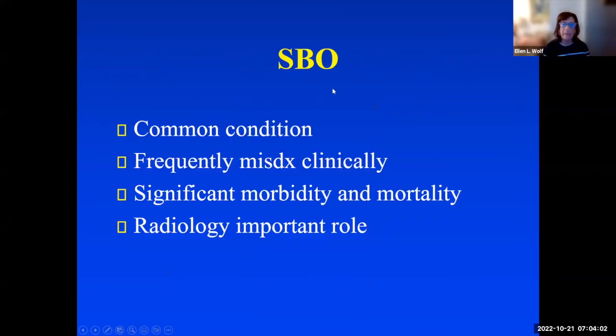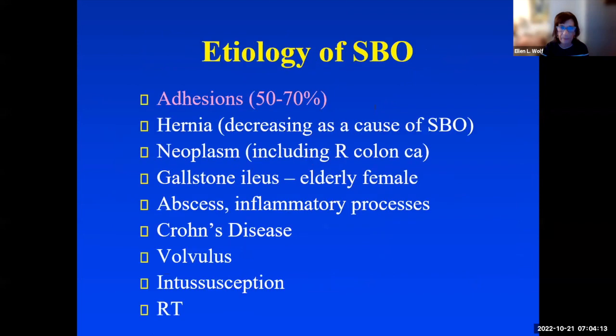So small bowel obstruction is a common condition. However, it's frequently misdiagnosed clinically. It still has a significant morbidity and even mortality, and radiology plays a very important role in its diagnosis. Etiology of small bowel obstruction is adhesions in most cases after surgery. However, there are many, many other causes. If you open up a textbook on small bowel obstruction, you'll see pages of etiologies.